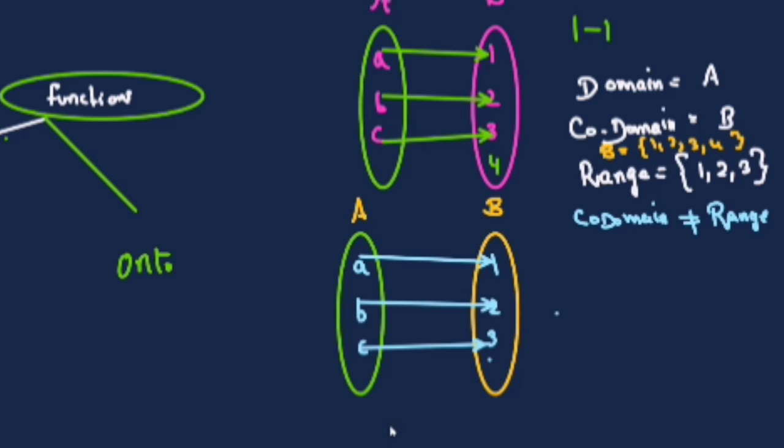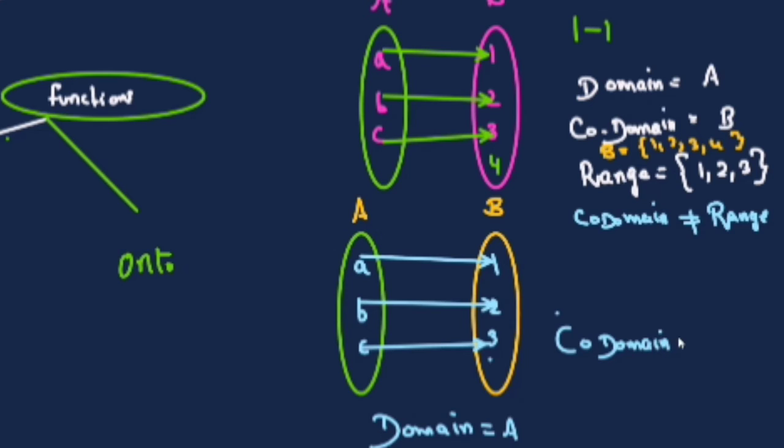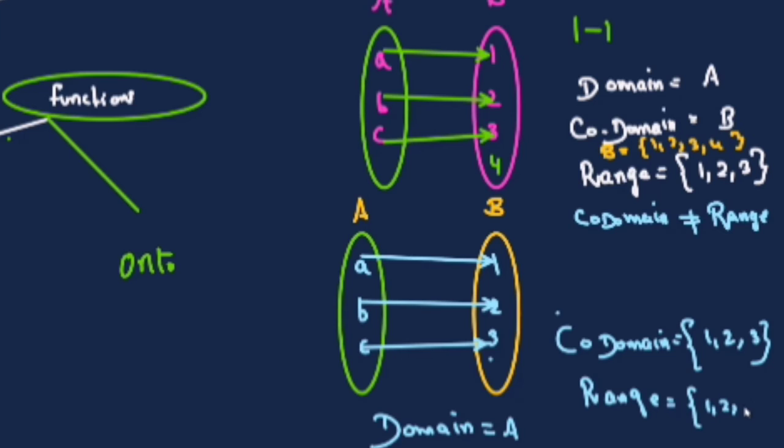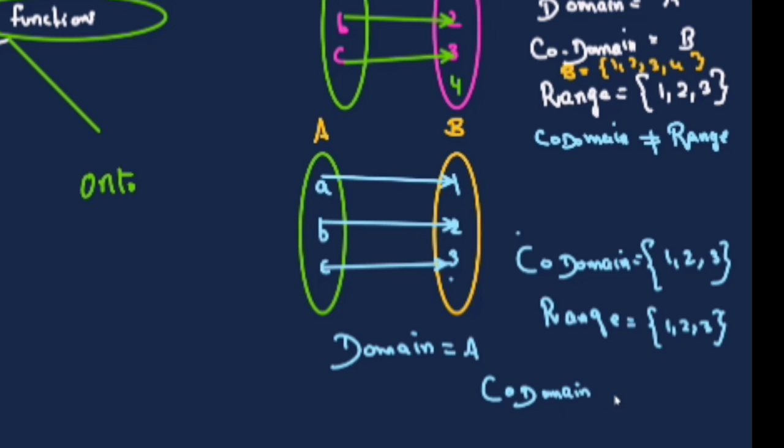What about here? What is the domain here? The domain is the set A. Okay. What is the codomain? Set B. What are the elements of set B? 1, 2, 3. What is the range? The range is 1, 2, 3. So are they equal here? Yes. So what is an onto function? If the codomain is equal to the range, nothing should be left. So this is an onto function.